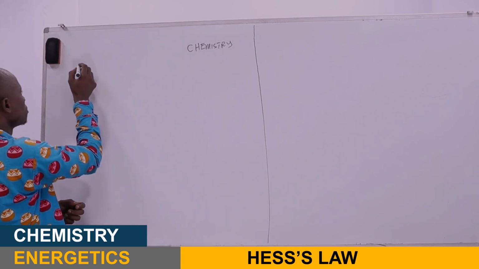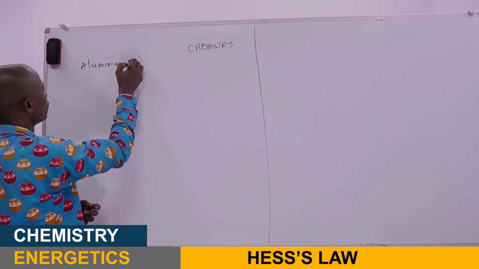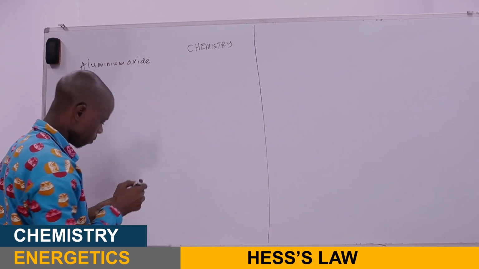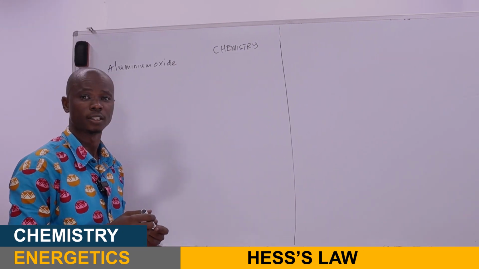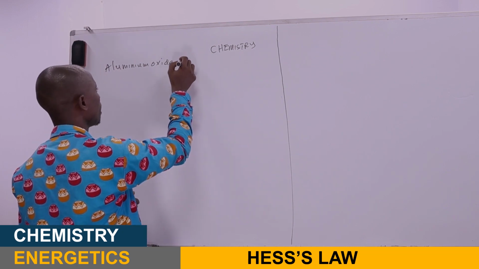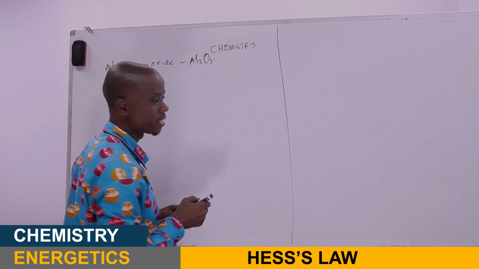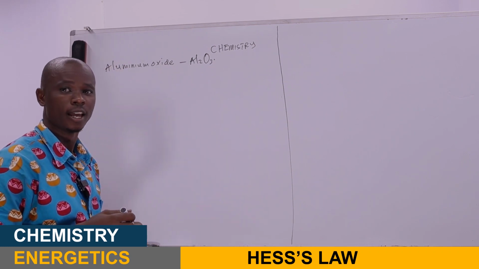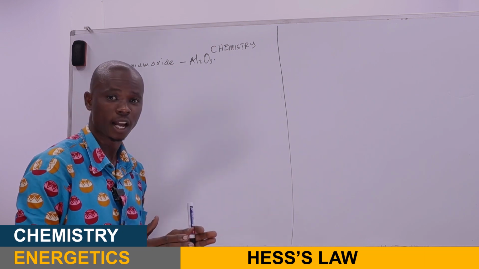The compound is aluminum oxide. What is the chemical formula of aluminum oxide? It is made up of two elements, aluminum and oxygen. The formula is this one. That is the formula. Now, if you have already written the formula, what to do?